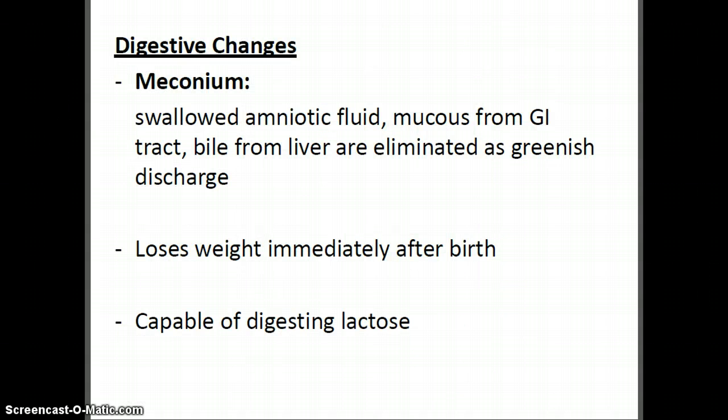Digestive changes also occur. The newborn loses weight immediately after birth, and at this point is capable of digesting lactose no matter what will occur later in life. The newborn is capable of digesting lactose in most instances. There are some rare exceptions to this.